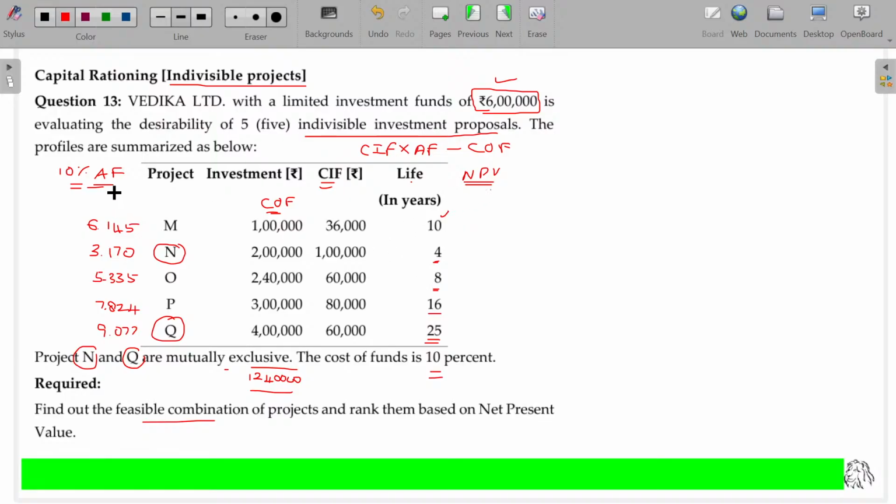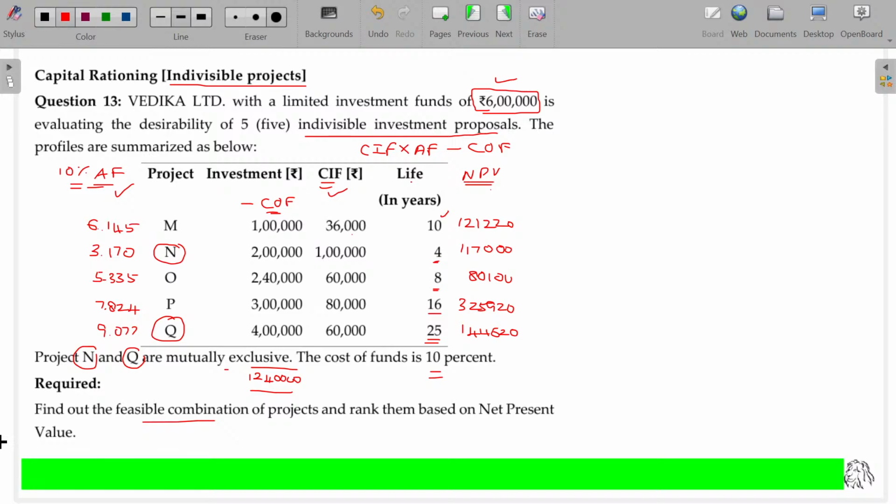NPV is nothing but you have to multiply the annuity factor and cash inflow. From there, cash outflow should be subtracted. So 36,000 into 6.145 minus 1 lakh. Get me the NPV here. So 1,21,220. Second one being 1,17,000. Third one being 80,100. Fourth one being 3,25,920. The last one being 1,44,620.